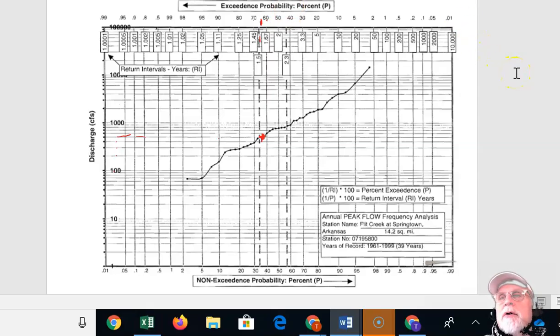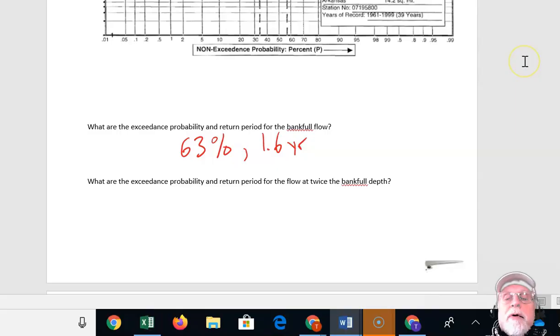Now it's going to change over time. If we have a lot of development in the area, then those floods are going to happen more often, and like we said in the first test, you'll want to update the data as you get it. So that's for the bank full.